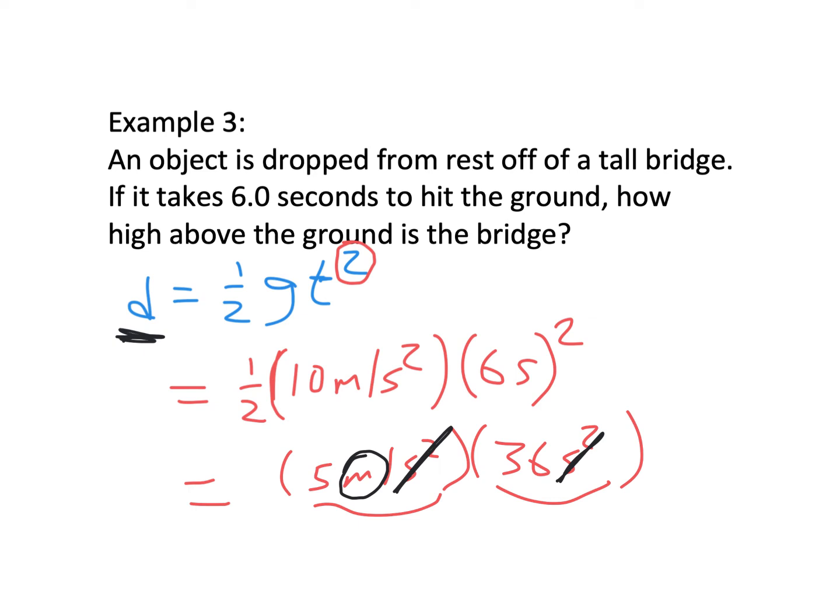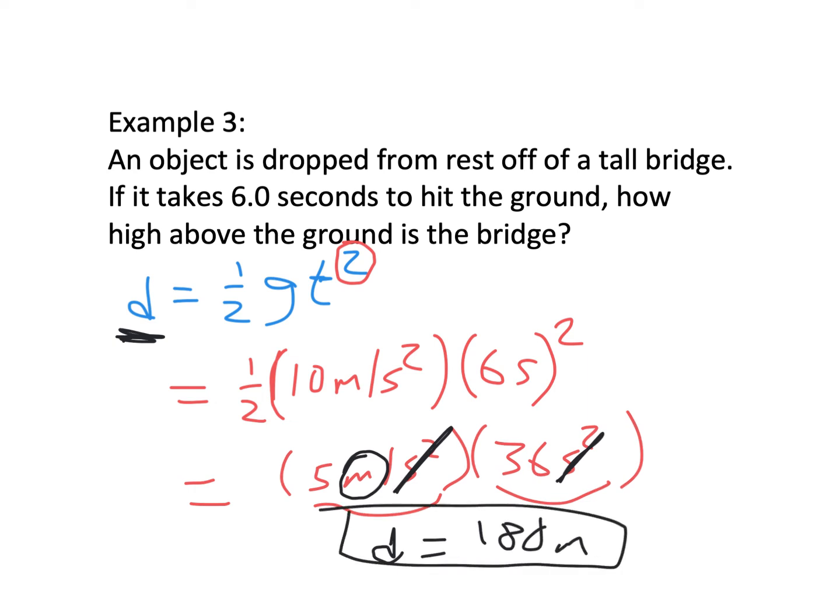But what is 5 times 36? I honestly don't know, but if I plug it into my calculator, it tells me that the distance works out to be 180 meters. And so that is how high the bridge is above the ground, 180 meters up.